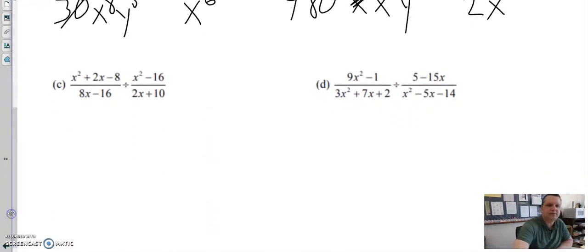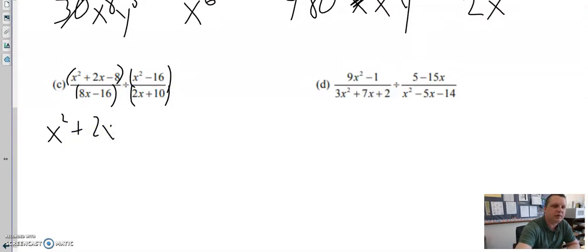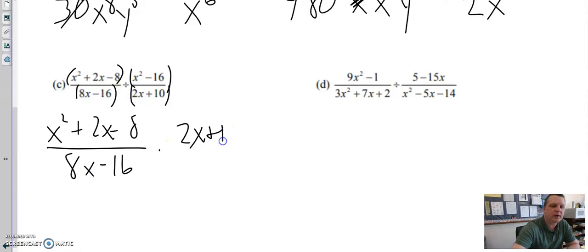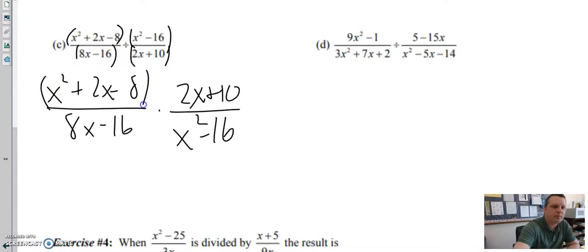Now, same process when we have binomials or trinomials, aka polynomials. We still have to flip it. So x squared plus 2x minus 8 all over 8x minus 16, times 2x plus 10 all over x squared minus 16. Okay? Now, factor. Boom, boom, boom. Everything is in descending order. Everything's positive.